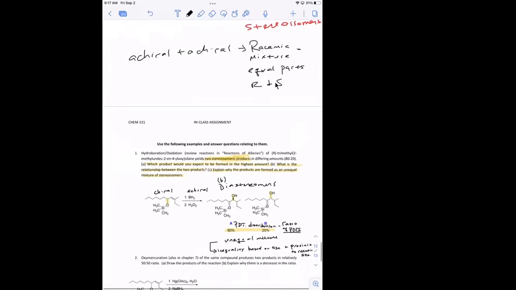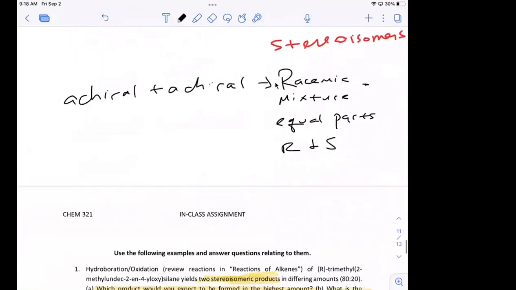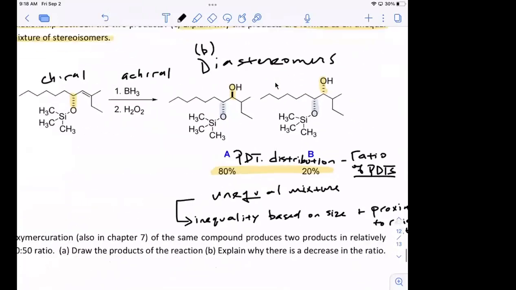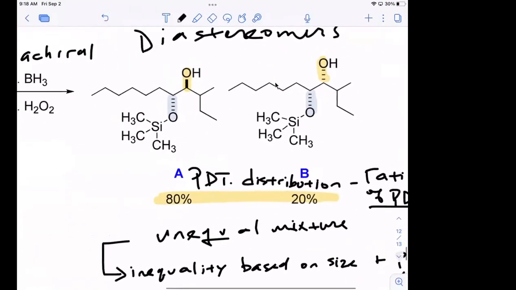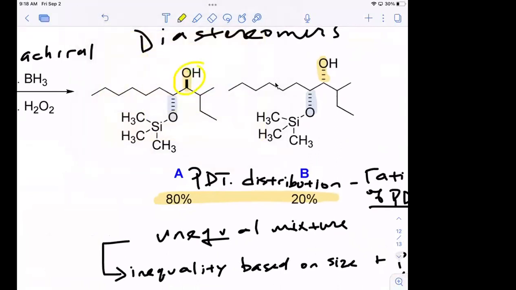And we know that because number one, they're not mirror images. But then number two, you can look at the two stereocenters and see that you only changed one. Going from product A to product B, you only change this stereocenter right here. The other one stayed the same.